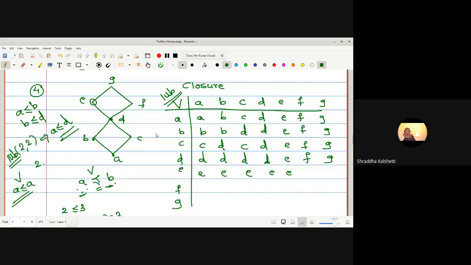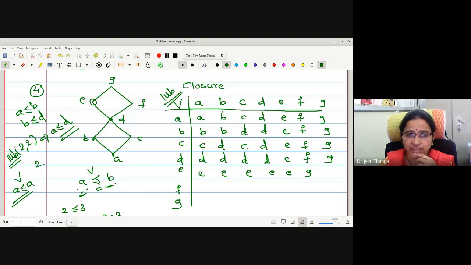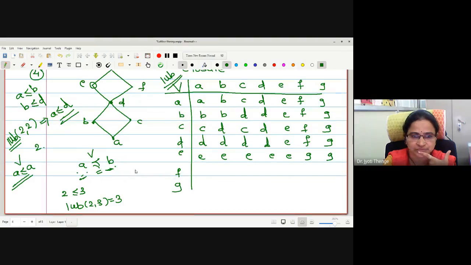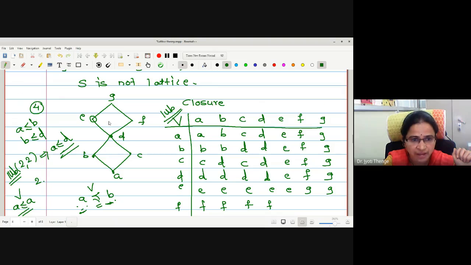G. Correct? What for E and G? G. Okay. F and A? F. F and B? F. F and C? F and D? F. F and E. Now think, F and E I'm saying. What is the upper bound? G. Correct.